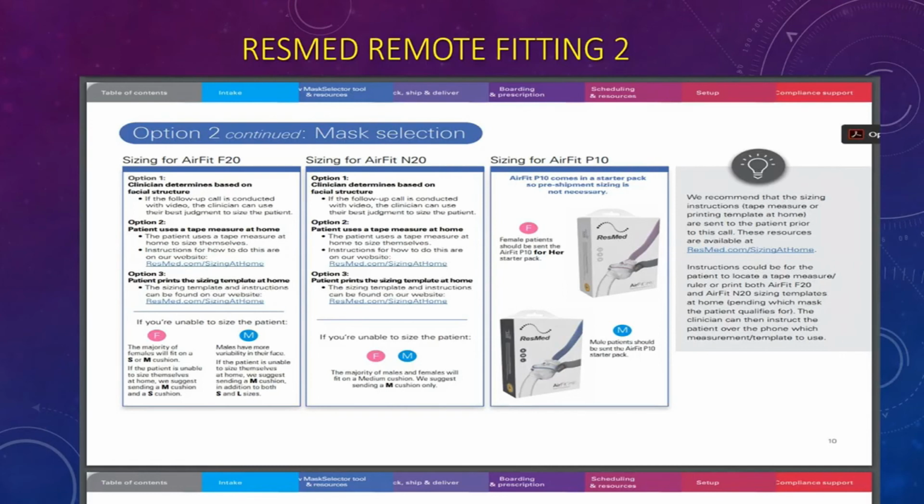Then the mask would be delivered to the patient. Then the respiratory therapist would call the patient and go through all of the procedures with regards to mask fitting and teaching them how to put it on, how to adjust it, and how to look for a leak. However, the respiratory therapist is not going to be entering into the patient's home.